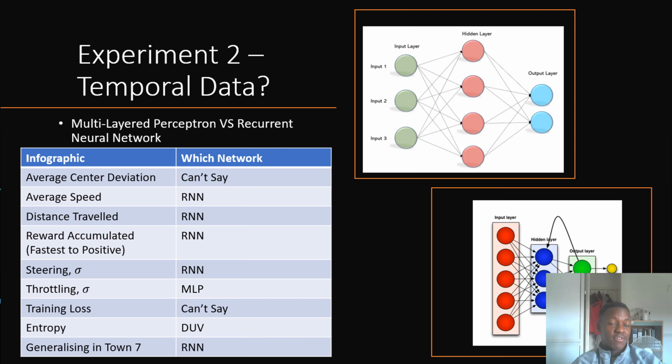And definitely from our experiments, I can say the RNN works a lot faster. It literally took 5 episodes to learn to stay in the lane, whereas with the multi-layered perceptron, it can take 2,000.